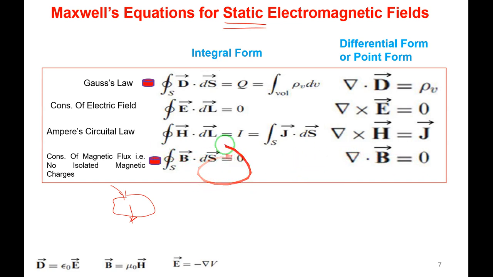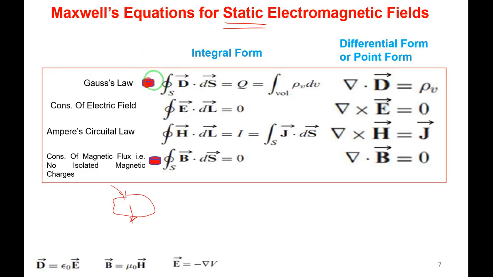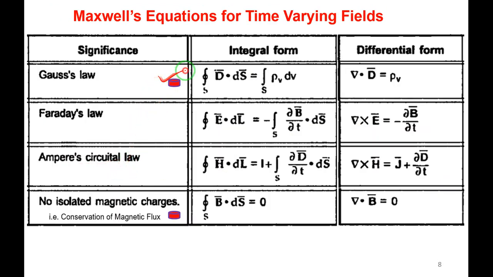The derivation we have not seen for some of these equations. We will only see a derivation for time varying fields, not for static electromagnetic fields. We have already come across most of these equations. Then we'll compare these equations with Maxwell's equations for time varying fields. These two laws remain the same: Gauss law and no isolated magnetic charges, or conservation of magnetic flux. We will not discuss these once again.